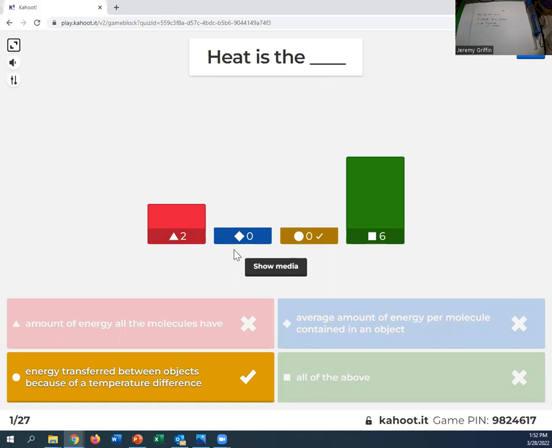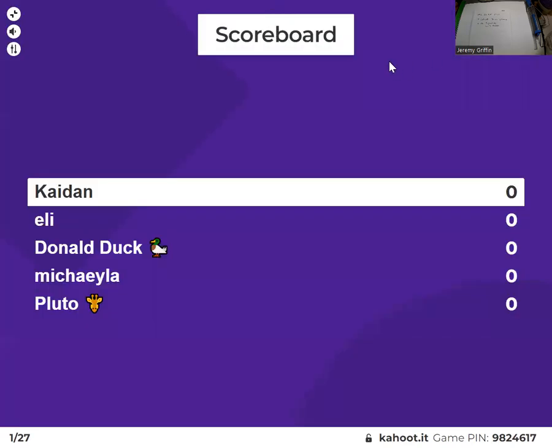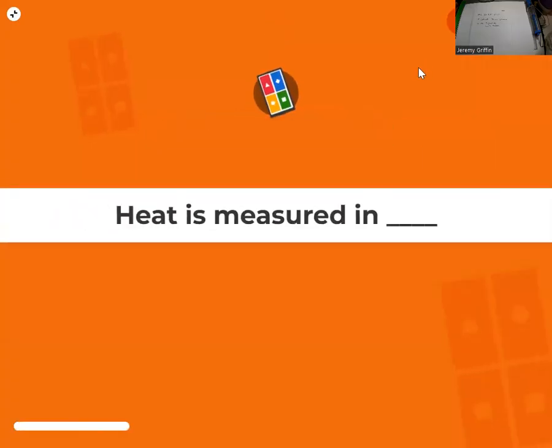All right, so heat is a transfer of thermal energy due to a temperature difference. Right, so put a hot object next to a cold object. There's going to be a transfer of thermal energy from one to the other. That is called heat. No points for anyone.